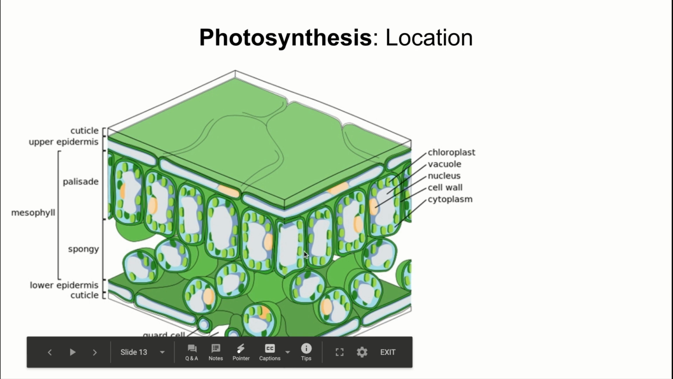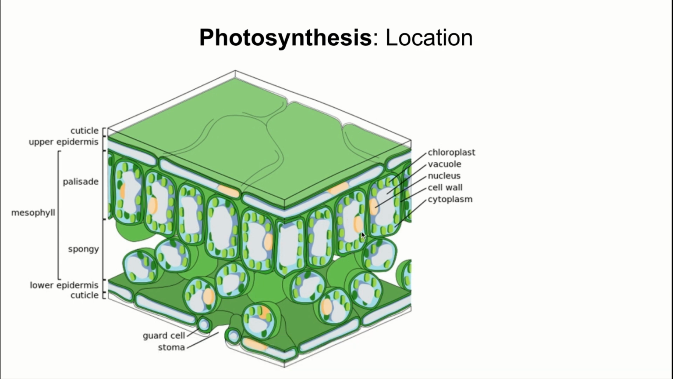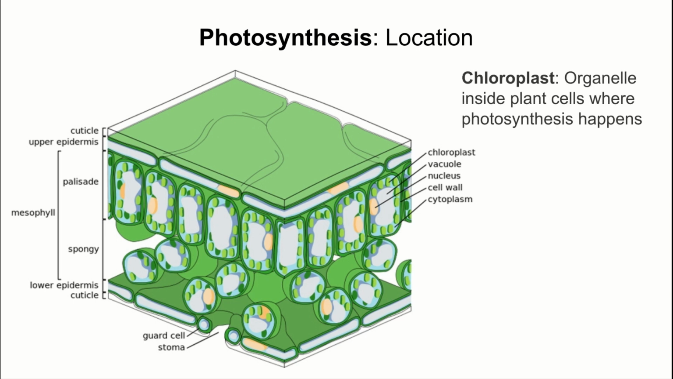And inside each of these leaf cells, you might notice that there are these green circles. These green circles are really important for photosynthesis. You might already know what they're called. These green circles are called chloroplasts. Make sure you record this definition. Chloroplasts are organelles inside plant cells where photosynthesis happens.